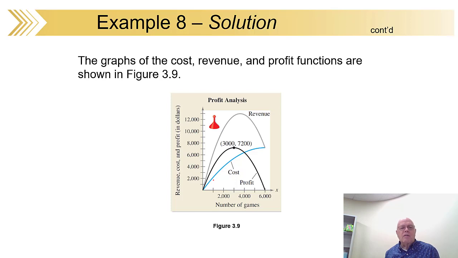There's a picture of what's going on. It actually shows you all three functions. The original cost function in blue, profit function in dark black, and there's the revenue function in the gray. So you can see how the two are connected.